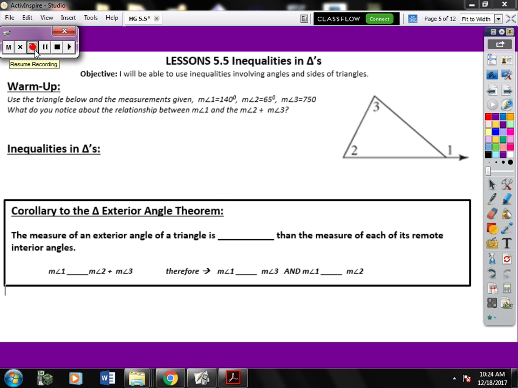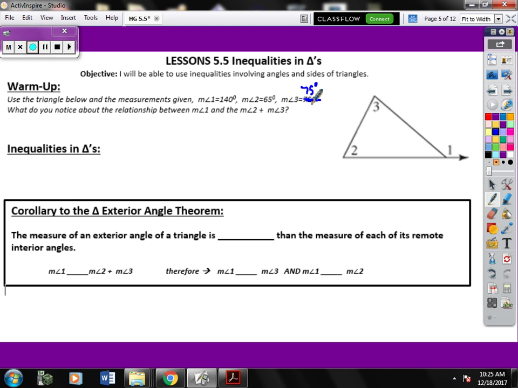Right, today's our last section in chapter 5, and it's on inequalities in triangles. So, using the triangle below and the measurements given, there is a typo. This is not 750 degrees. This should be 75 degrees. Otherwise, it would make sense.